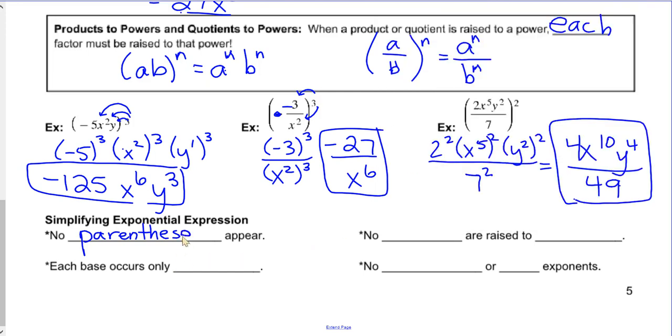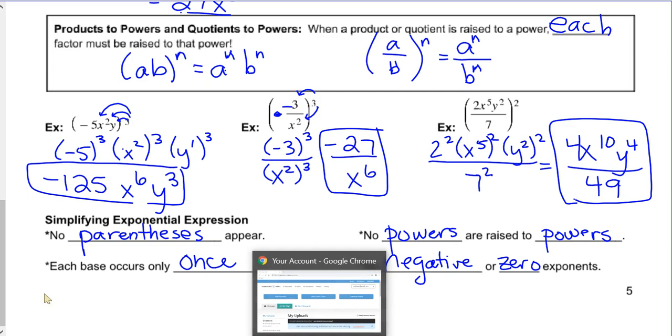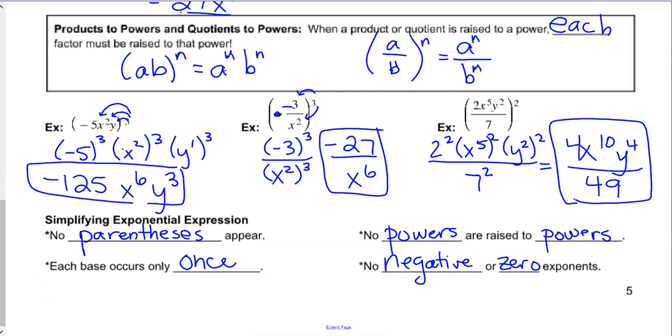So get rid of those. Each base occurs only once. So if you have things that can cancel, please do so, or put together, please do so. No powers are raised to powers. So again, the power rule tells us we can multiply those exponents. So you have to get rid of those. And no negative exponents or 0 exponent. So all of these conditions have to be met in order for your expression to be simplified. So make sure that you adhere to those.